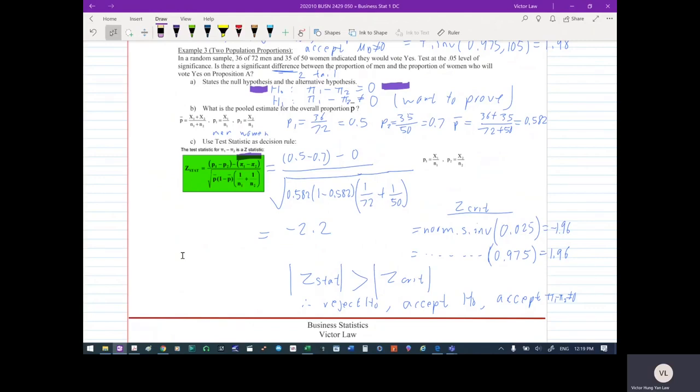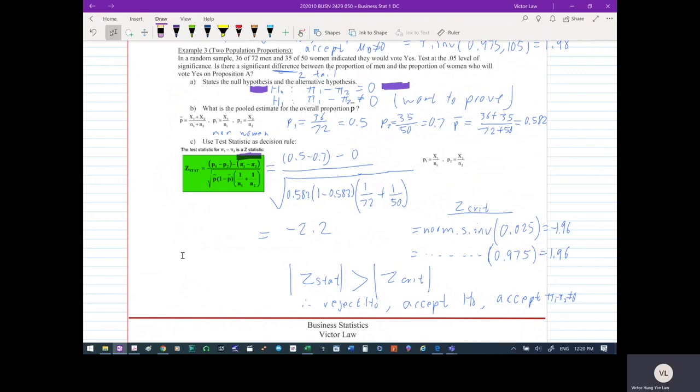Example 3, in a random sample, 36 of 72 men and 35 of 50 women indicated they would vote yes. Tested at the 5% significance level. Is there a significant difference between the two proportions, male and female? Who will vote yes on proposition A?